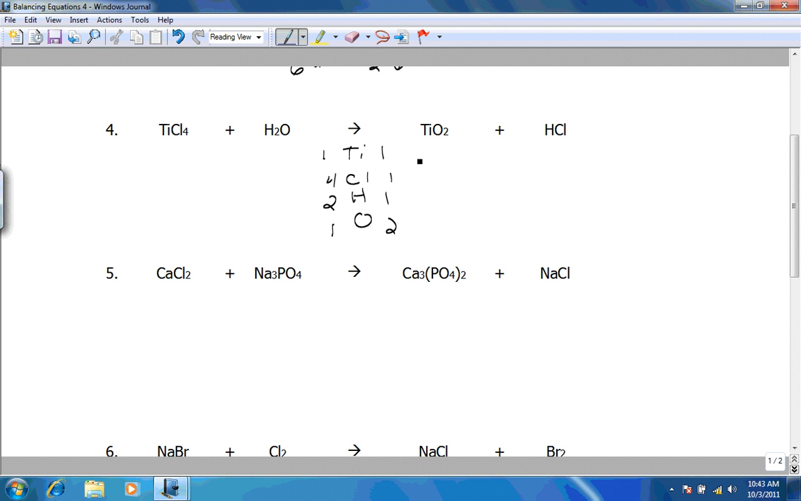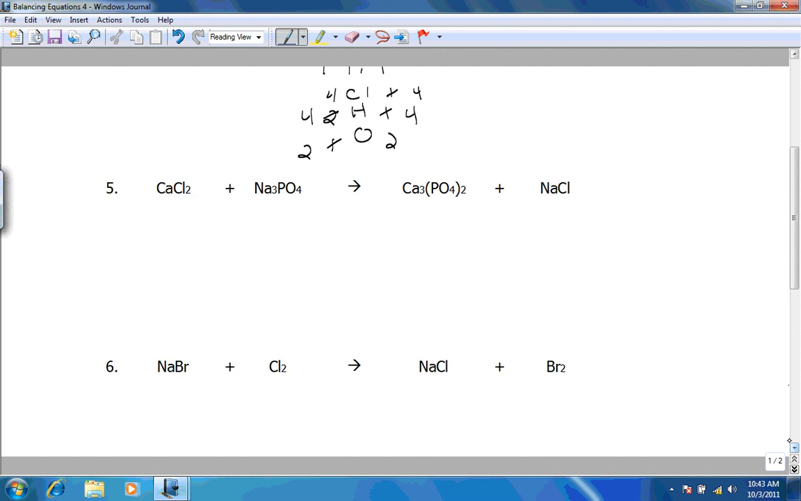Chlorines, we have 4 on the left and 1 on the right. That means I want to multiply HCl by 4 to make that 4. That also changes that hydrogen to 4. On the left-hand side, then, I'm going to multiply H2O by 2 to make it 4 hydrogens, and that changes our oxygens to 2. So our answers here are 1, 2, 1, and 4.